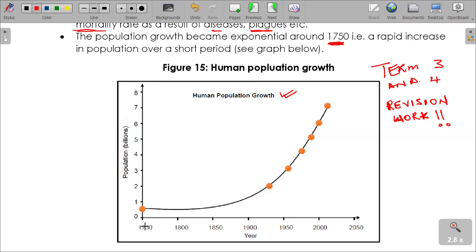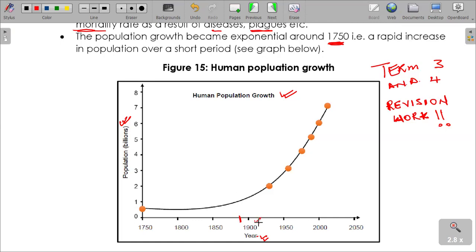As we can see from 1750, on the vertical axis there is population in billions. The total number of people is given in billions on the y-axis, and on the x-axis we have the years, or time in years, on the horizontal axis there. So from 1750, there was a gradual increase in population until almost the 1890s.